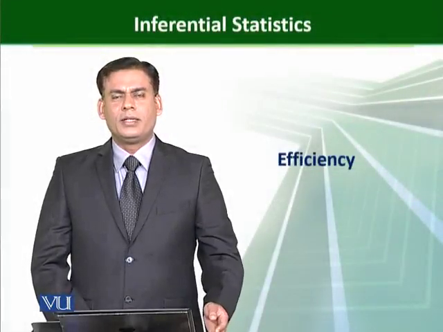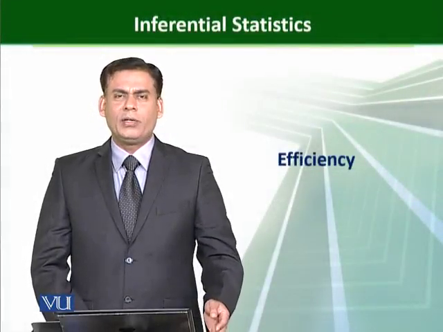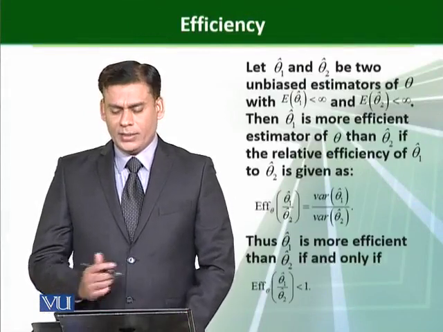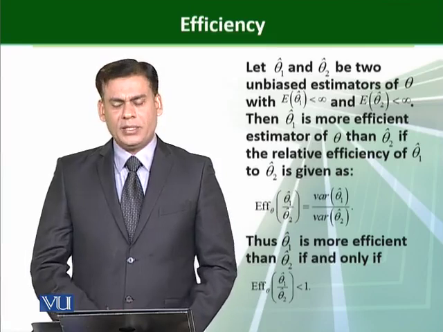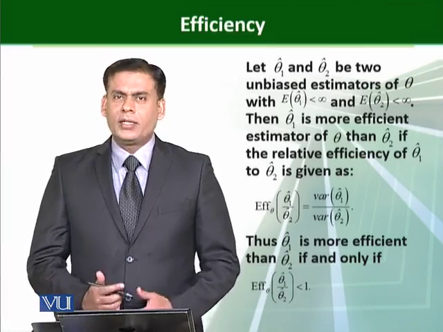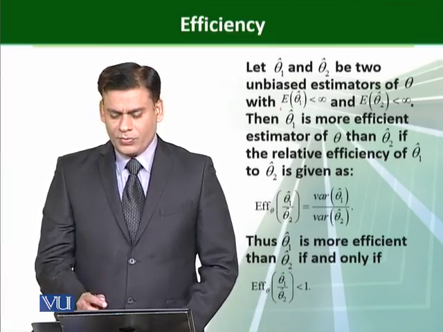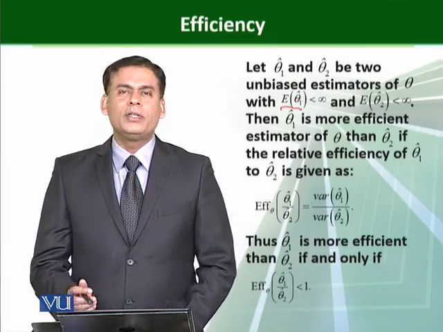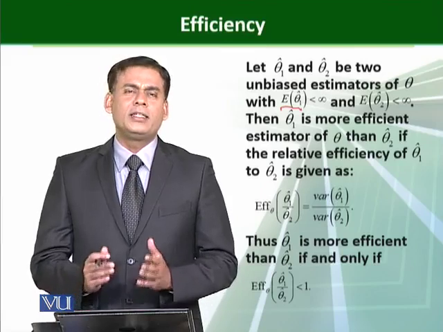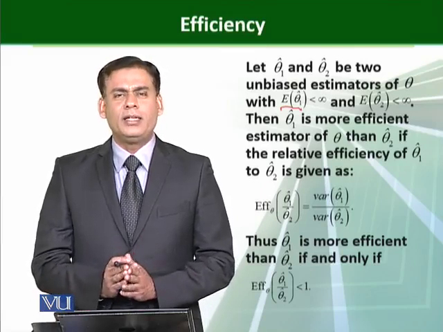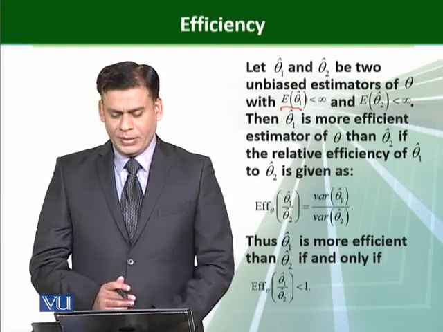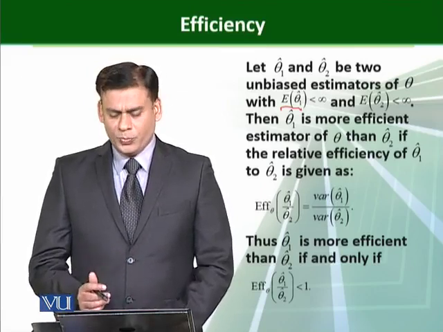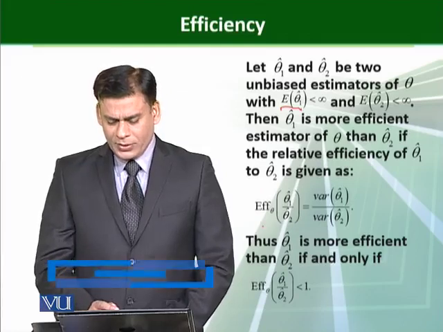Efficiency. Efficiency is basically the third property of the point estimator. Let theta 1 hat and theta 2 hat be two unbiased estimators of theta, with the condition that the expected value of theta 1 hat is less than infinity and the expected value of theta 2 hat is less than infinity. It means that the expectations of theta 1 hat and theta 2 hat exist. Then theta 1 hat is more efficient than theta 2 hat if we have this equation.